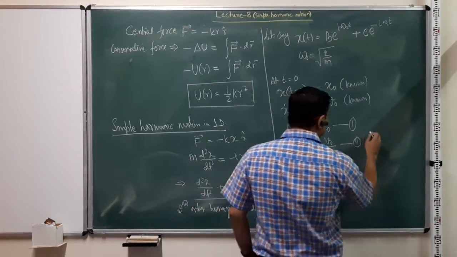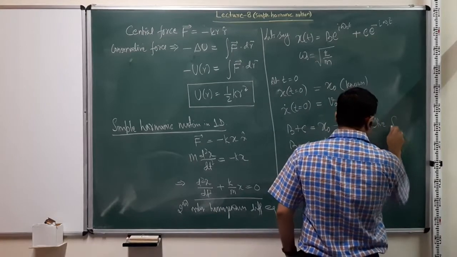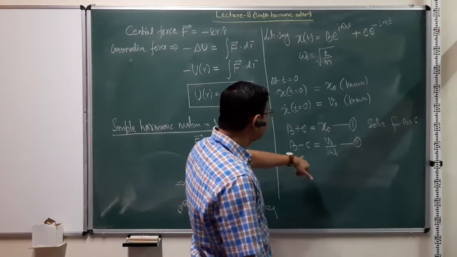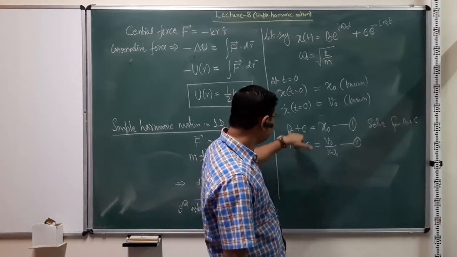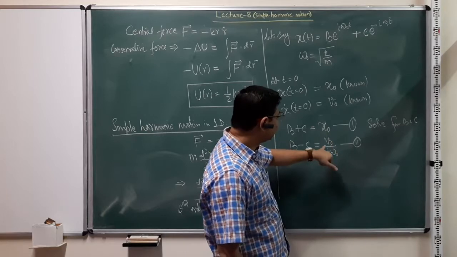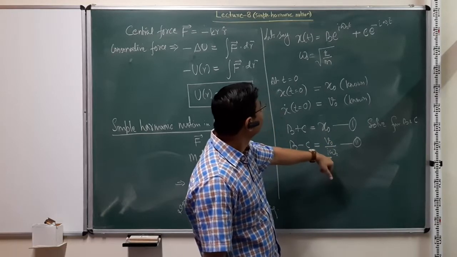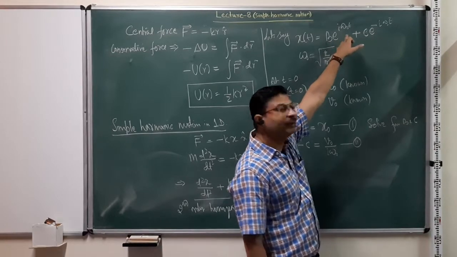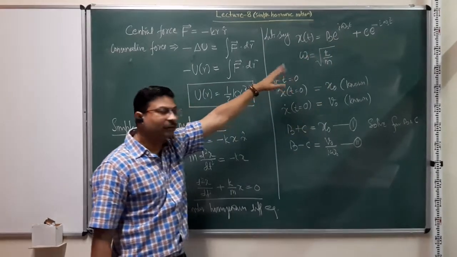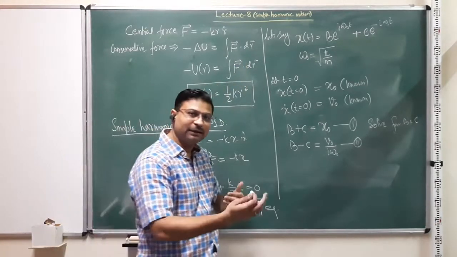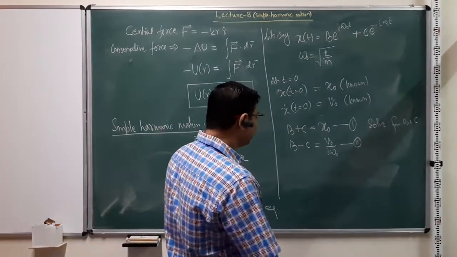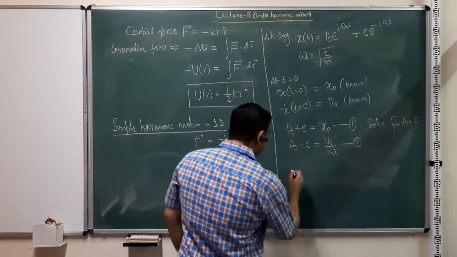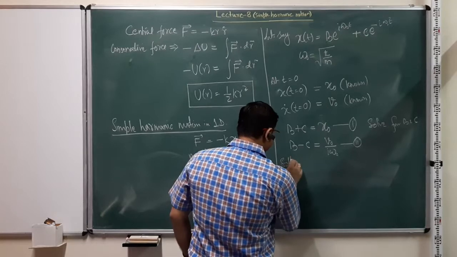And then we can put them back there. So solve for b and c. The values of b and c will come in terms of x naught plus or minus i v naught over omega naught. And we can also expand this exponential, e to the i omega naught t, into cos omega naught t plus i sin omega naught t, so that we can separate the terms containing the imaginary number i, and you can rearrange. I am going to write down the solution.